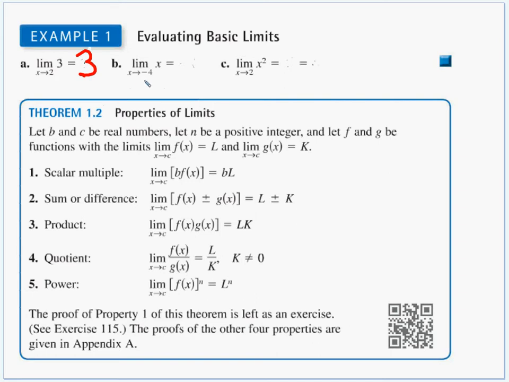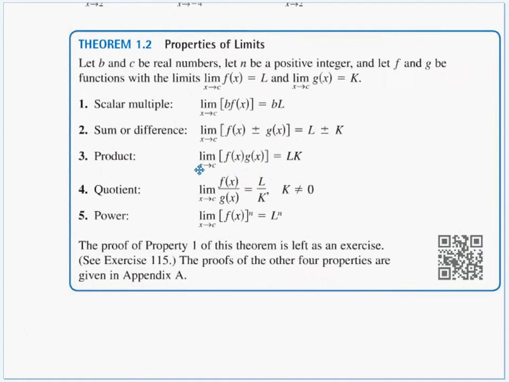Here, the limit as x approaches negative 4 of x. Well, if x is approaching negative 4, just plug the negative 4 in. The answer is negative 4. X approaches 2 of x squared. Well, we plug the 2 in there for the base. 2 squared is 4. And there's our answers. Try direct substitution first. Sometimes it works.